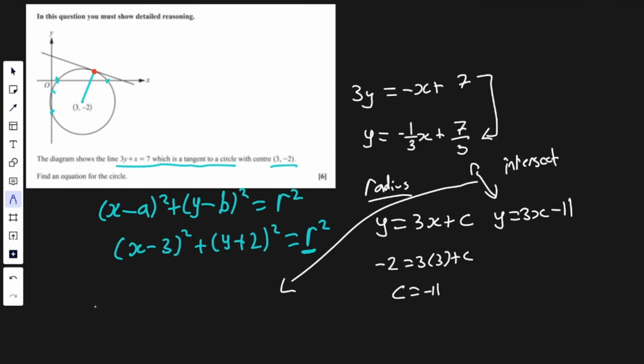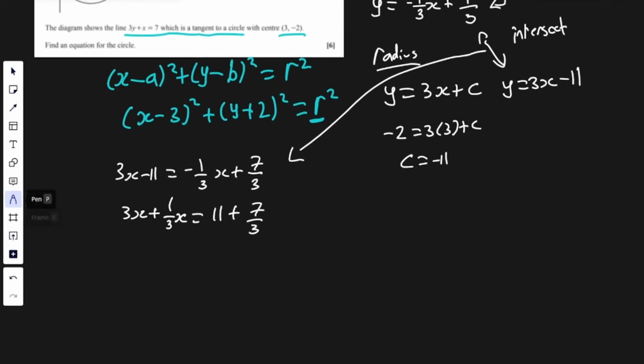I'm going to do it over here. So I'm just going to equal them together. So we get 3x minus 11 equals a minus third x plus 7 over 3. So we can add the third x to both sides and add the 11 to both sides. And then we just need to simplify everything. So 3 plus a third, that's 10 over 3. And 11 plus 7 over 3, well, that's 40 over 3. And dividing by 10 over 3, we get x is 4.